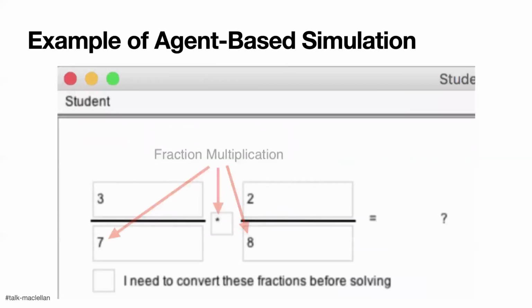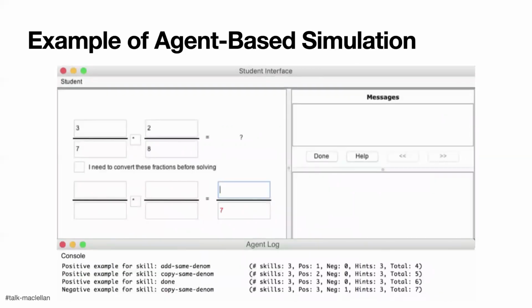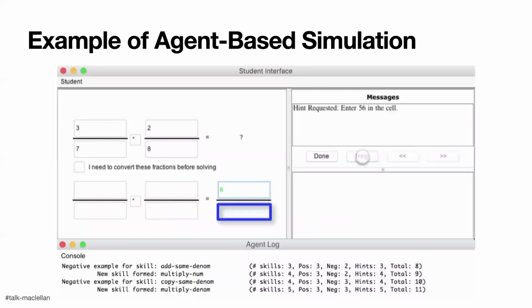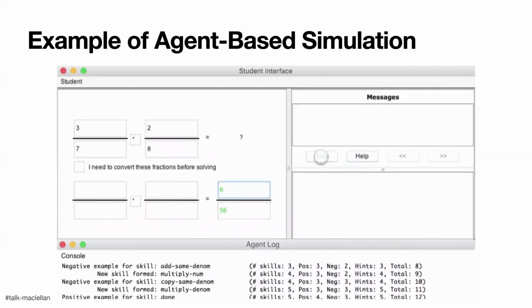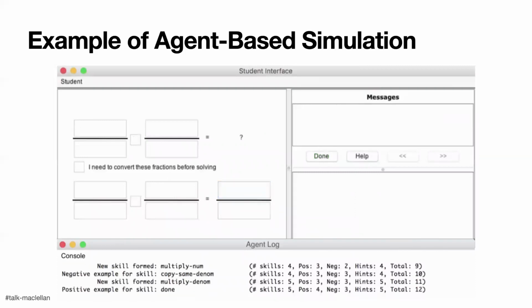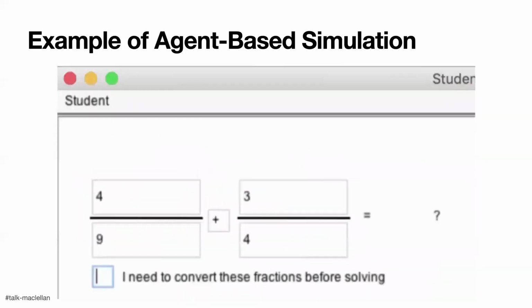So then we're going to mix things up a little bit, and we give it a fraction multiplication problem. And in this case, the system is going to incorrectly try the skills that it learned before. So it tries copying the 7, it tries adding the numerators. And when that doesn't work, it requests hints. And from those hints, it explains those examples and it learns new skills. And then we're going to mix it up again.